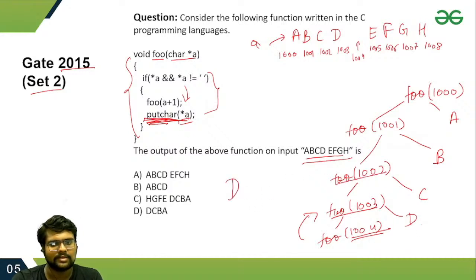And when we return to this function, C will be printed. When we return to this function, B will be printed. And when we return to this function, A will be printed. So our output would be DCBA. So the correct answer is D.